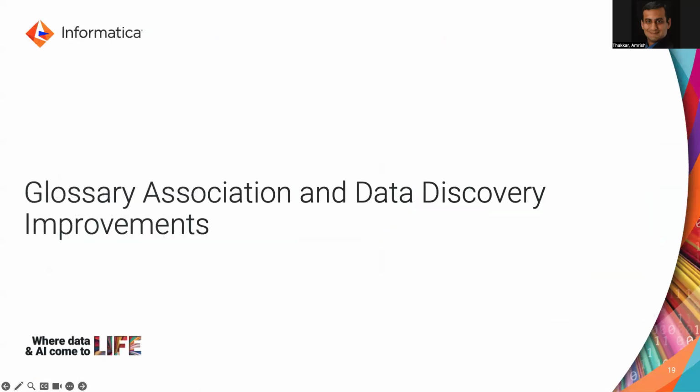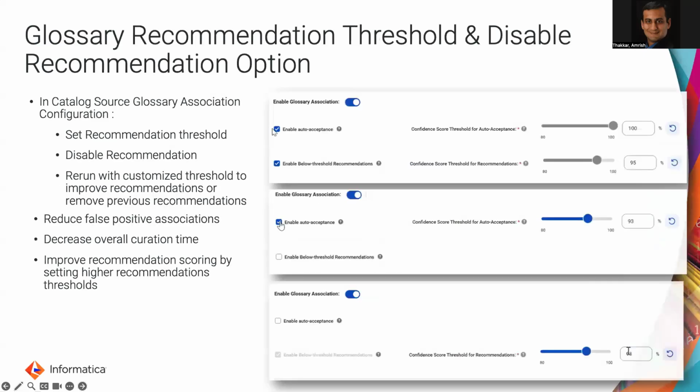Now let's talk about some of the glossary association and discovery improvements. The first thing we have introduced as part of the release around glossary association improvement is an additional control. Until now, you had an auto acceptance threshold, and based on that, whether it gets auto accepted or recommended. Recommended 80% was the low limit on the recommendation. So if your auto acceptance was 95, anything between 80 and 95 will be recommended, and 95 plus will be auto accepted.